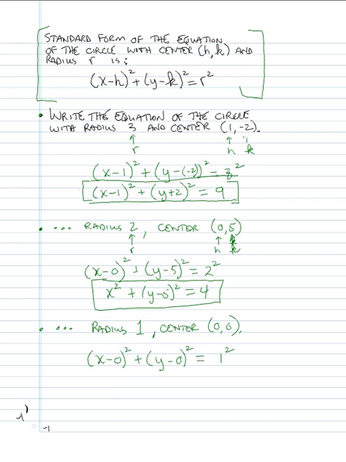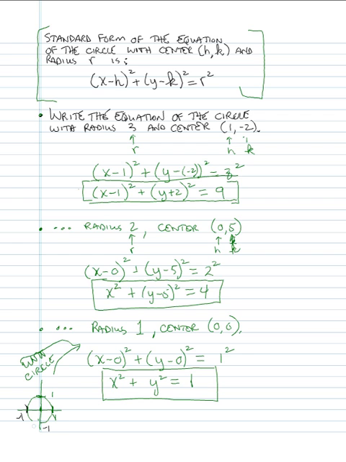Well, x minus 0 is just x, so here we have an x squared. Y minus 0 is just y, so here we have a plus y squared. And of course, 1 squared is just 1. And that's the equation of the circle. And by the way, this is called the unit circle. The unit circle is the circle that is centered at the origin and has a radius of 1. So this would be where 1 is, this would be where 1 is, this is.